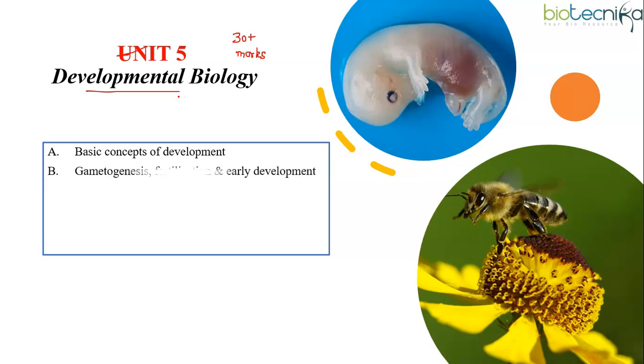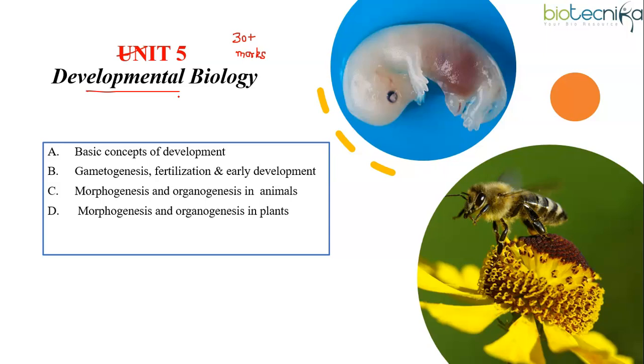So once you are done with the first subunit, that is subunit A, basic concepts of development, move over to the next subunit. So here you can see that the subunits are given very systematically for this unit preparation. So there is a reason for this. Once you are done with the basics, basic terminology related to developmental biology, then you can study about morphogenesis and organogenesis in animals as well as plants.